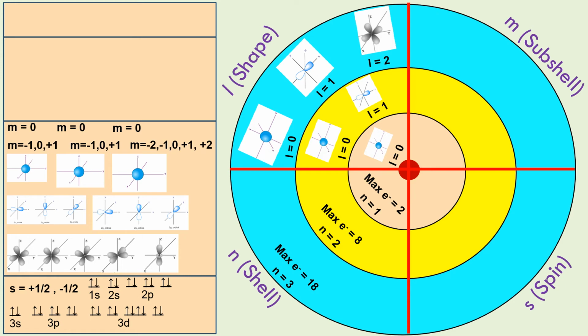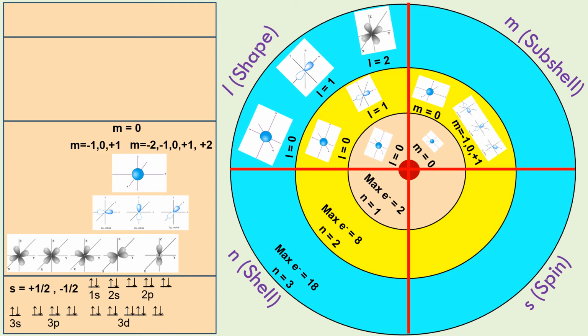Quantum number m, subshell. The first energy level has only one value of m, which is m equals 0. One value represents only one orientation of orbital s. Second energy level, there are 4 values of m. m equals 0 with one orientation, and m equals -1, 0, +1, and these three values represent 3 orientations of orbitals p. The third energy level has 9 values of m.